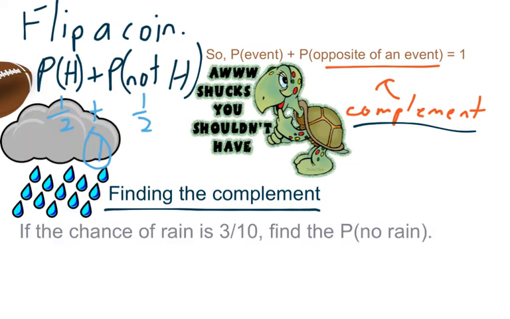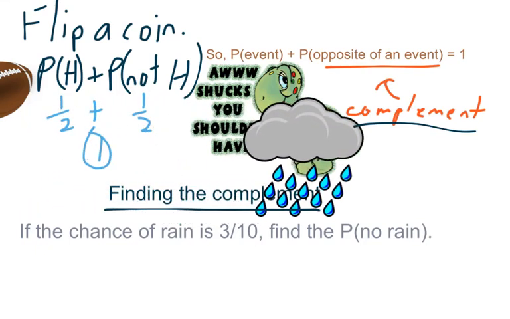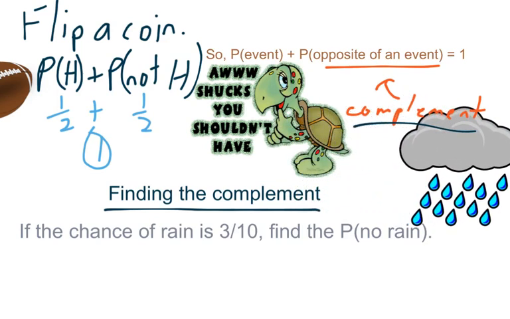So let's say we're looking at the weather forecast, and it says the chance of rain is 3/10, also known as 30%, and find the probability that it's not going to rain. Well, where we are, it seems to always be a 20 or 30% chance of rain, so this is pretty much commonplace.